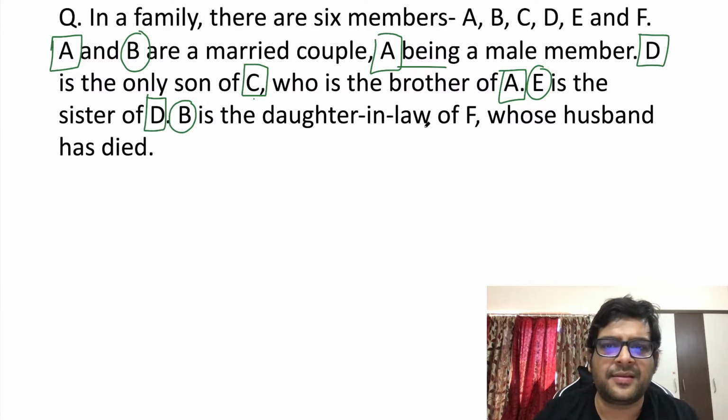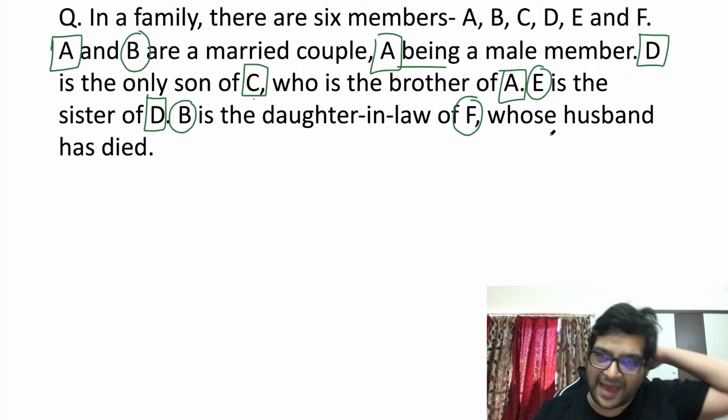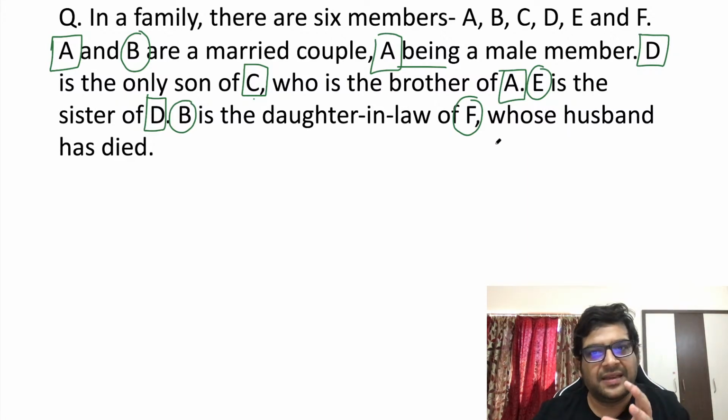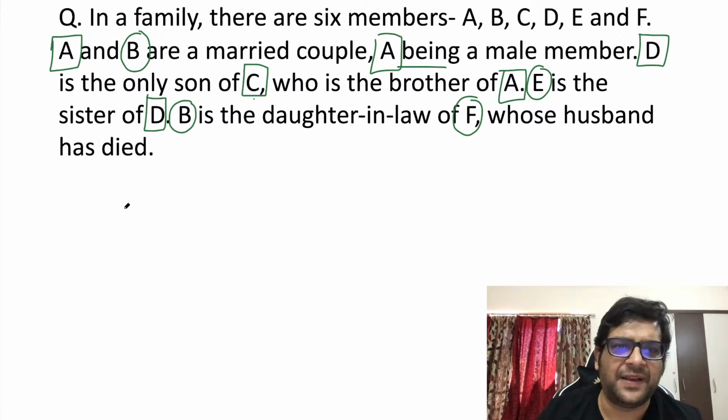And then B is the daughter-in-law of F, whose husband has died. So F is a female. F is a female who is not married to anyone. With that in mind, the next thing that you should try to roughly visualize is the generations.